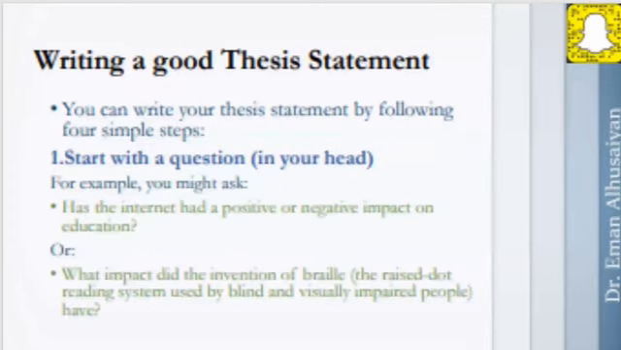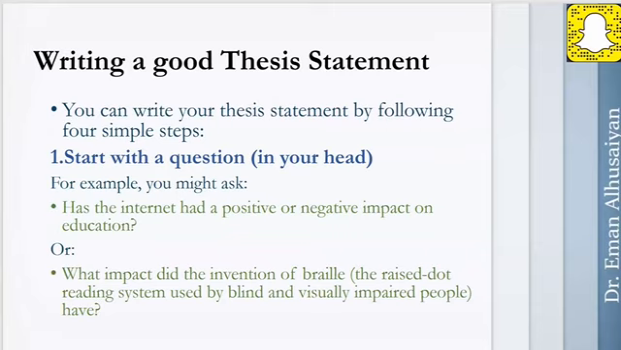Now, let's start with the first step. Start with a question. For example, you might ask, has the internet had a positive or negative impact on education? This is a question that you are quite likely going to face. Or what impact did the invention of Braille, which is the raised dot reading system used by blind and visually impaired people, have? It's a specific language for people with visual impairment.